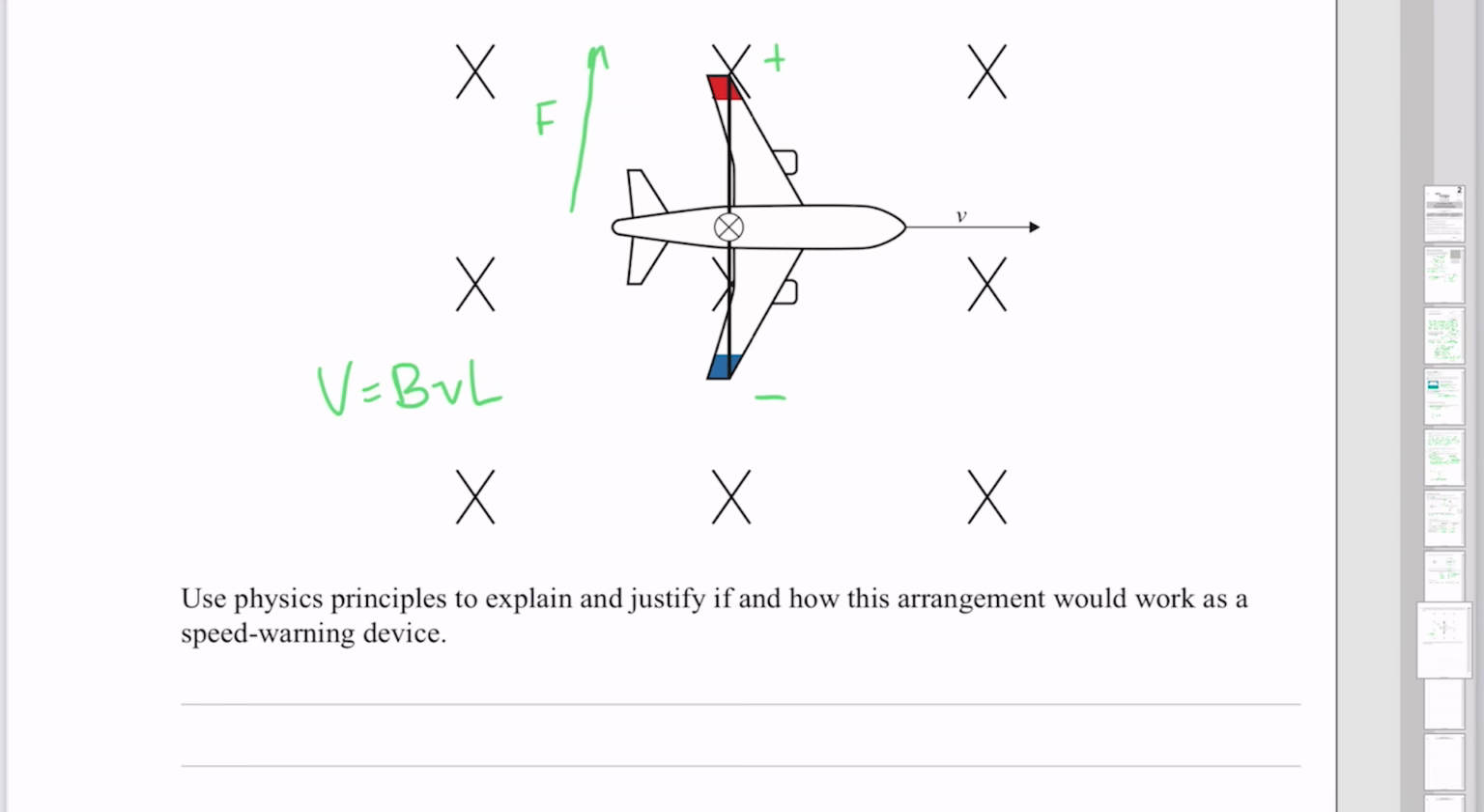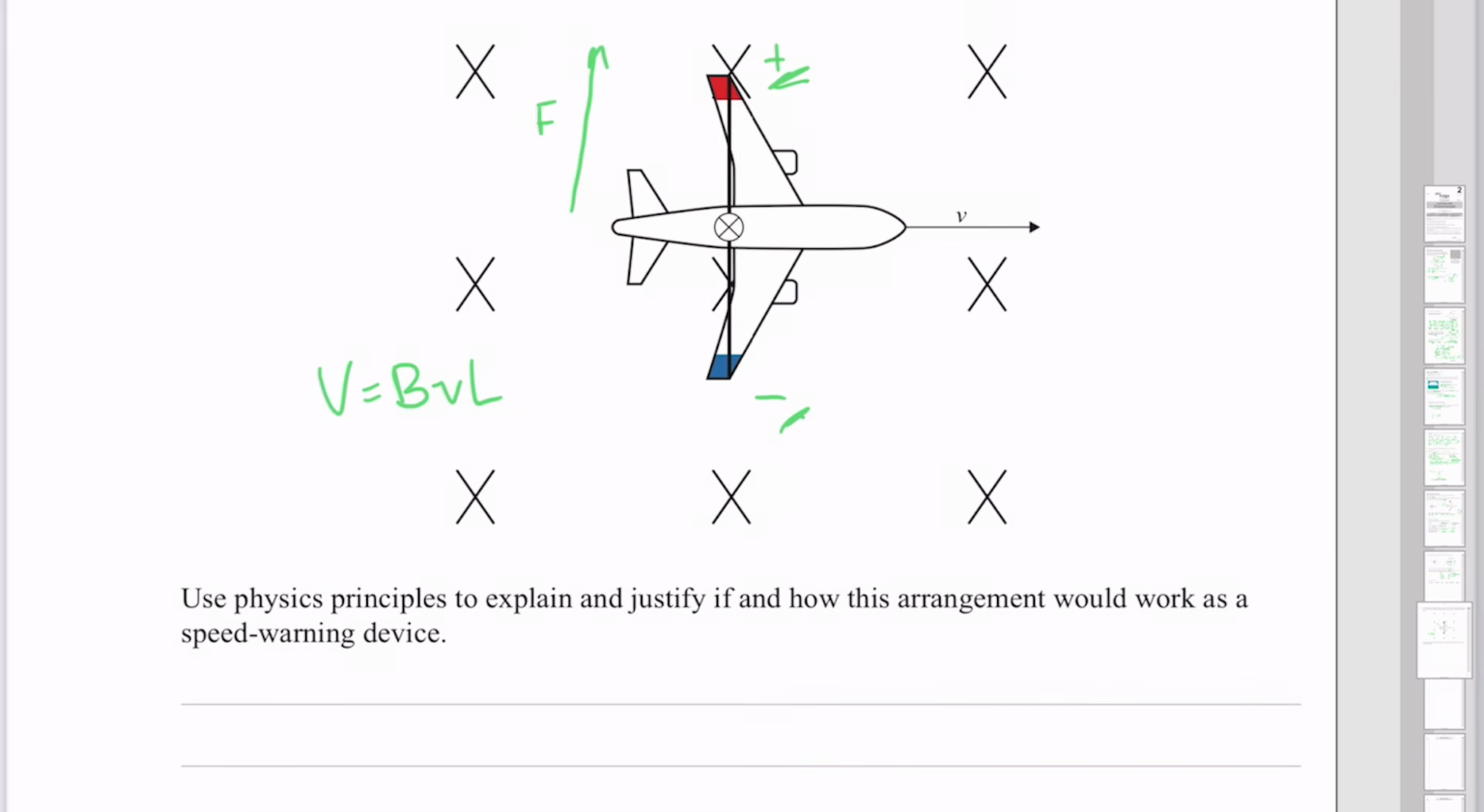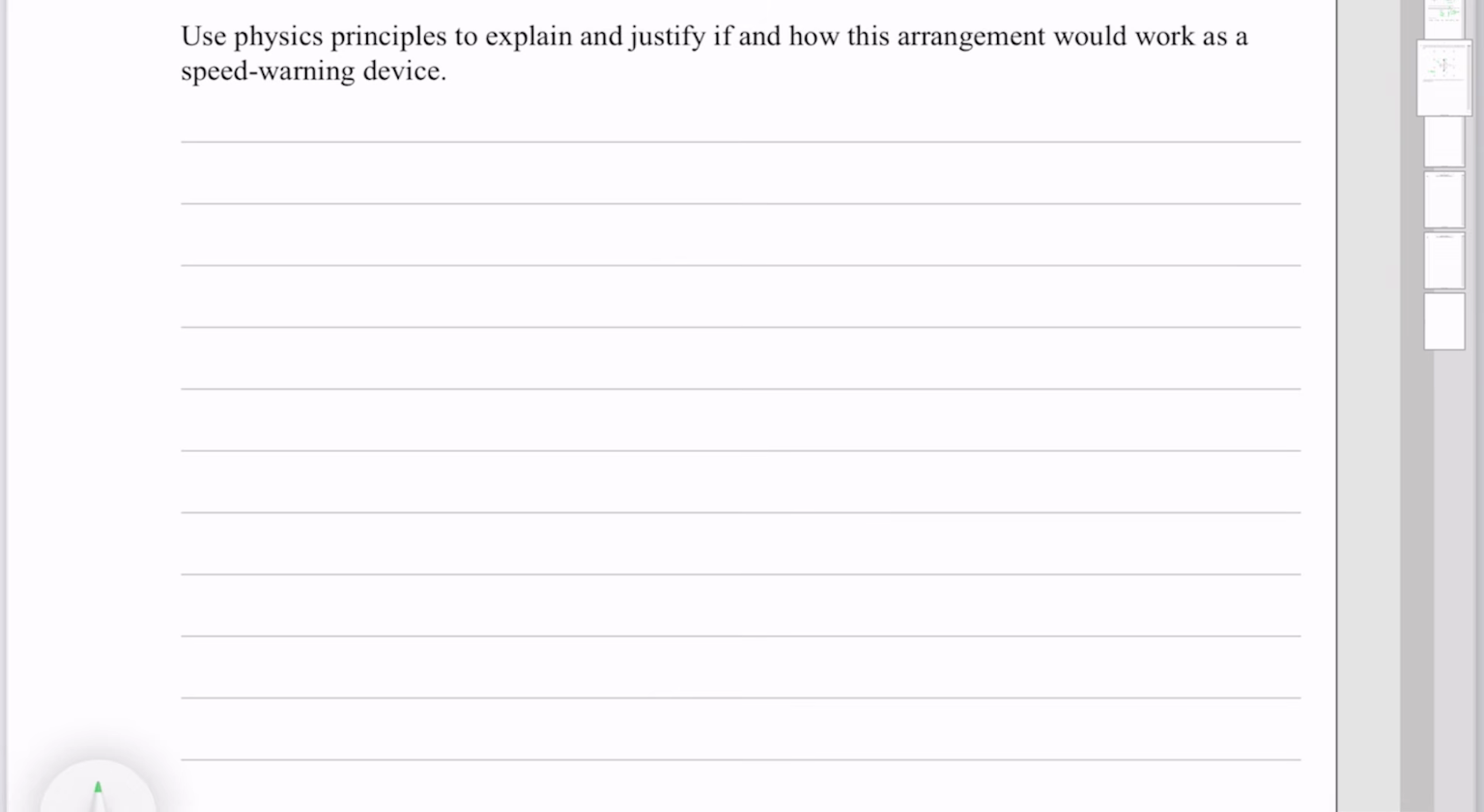The problem is, this is not a complete circuit, so that when the voltage is induced, this end will get positive, this end will get negative, and current will cease to flow. And so the crux of this question is that you are going to get a voltage induced in the wire, but you aren't going to get a current. So let's put that into words.